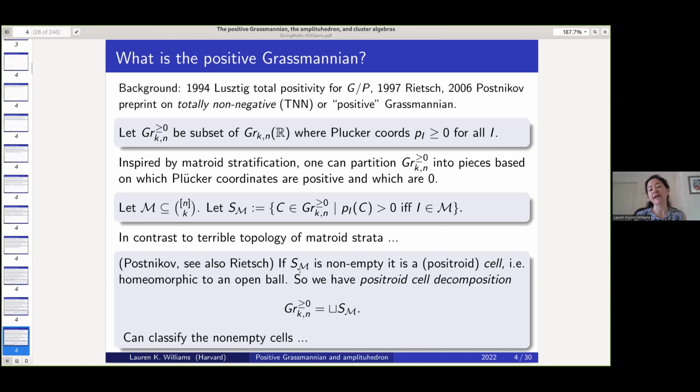And you could ask, so when is your stratum S sub M, when is it non-empty? Because of course, if you choose your collection M unluckily, then this S sub M may be empty. Okay, so now I'll describe when you get an actual cell as opposed to an empty set.